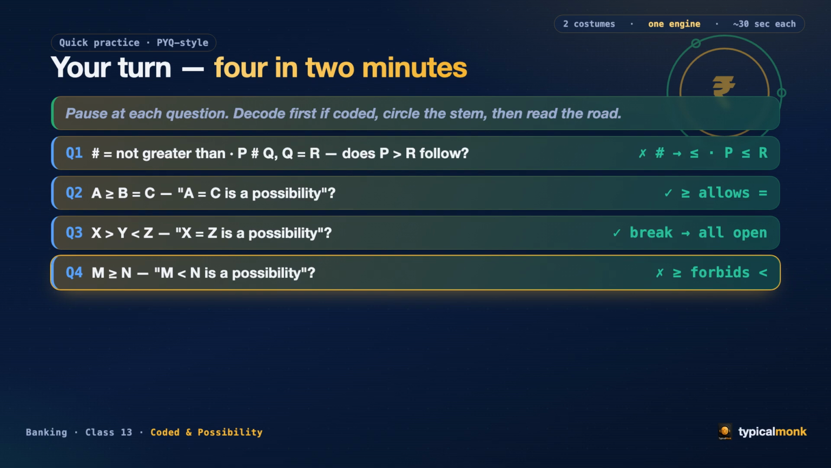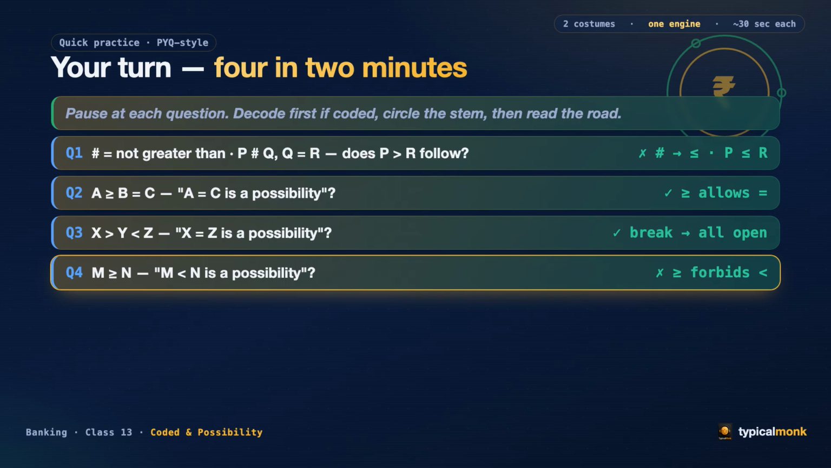And question 4. M greater than or equal to N. Does M less than N is a possibility follow? Greater than or equal to allows only 2 futures. Greater than and equal. Less than is forbidden. No, it does not follow.